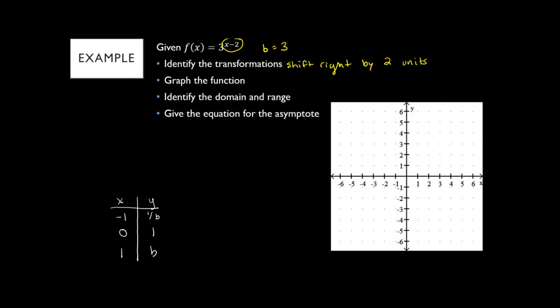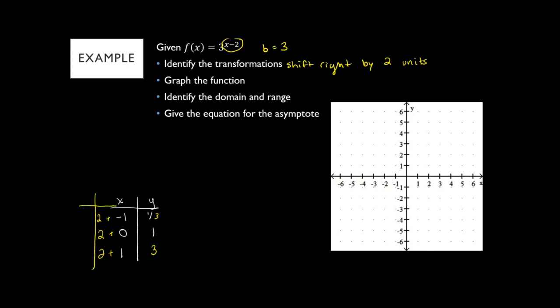Transformations here. Our y has no transformation, so I can just plug in my number for b. That gives me 1/3 and 3 as the y values there. Now, we did have a horizontal shift, and we went right 2 units, which means we're adding 2. So you're adding 2 to each of the x values.